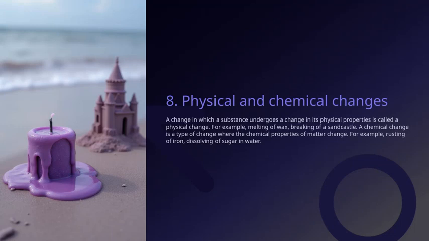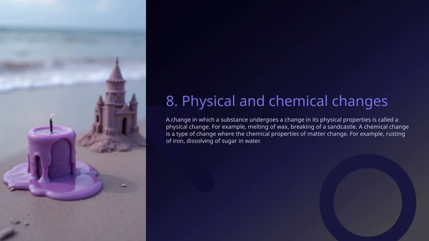Now, let's talk about the differences between physical and chemical changes. A physical change happens when a substance changes its physical properties, but it's still the same substance at the core. For example, when wax melts, it changes from solid to liquid, but it's still wax. Similarly, breaking a sandcastle changes its shape, but the sand remains sand. The key idea here is that the substance's identity stays the same during a physical change.